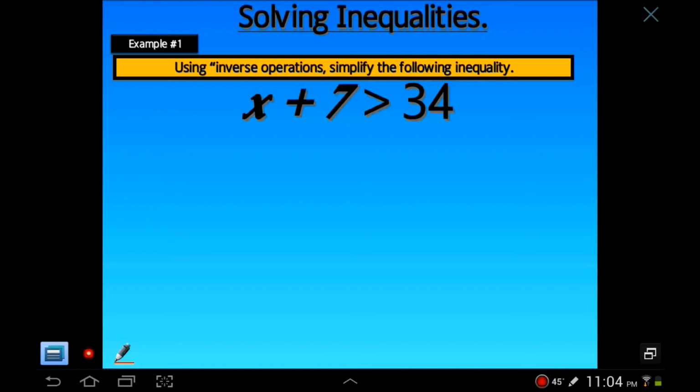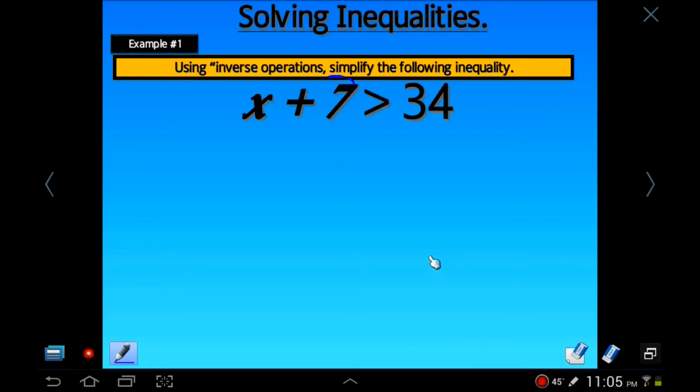Example number 1. The directions read, using inverse operations, simplify the following inequality. Okay, so what we have here is x plus 7 is greater than 34. And you can treat this problem just like a regular equation. So there's nothing wrong with thinking of this problem like this: x plus 7 is equal to 34. So you're going to solve this no differently than the way you would solve a regular equation. I'm going to erase that because I don't want to think of that as an equal sign, but it is kind of like one. Okay, so we're going to use inverse operations.